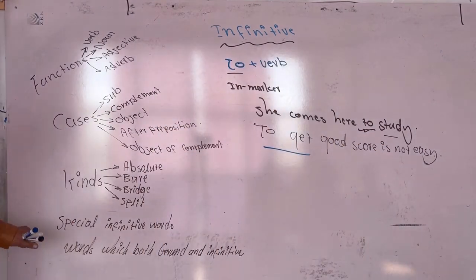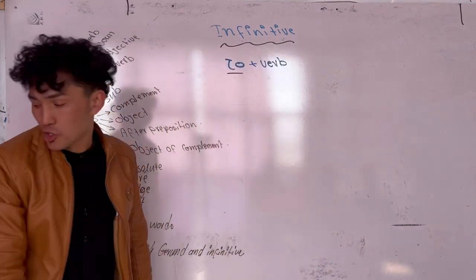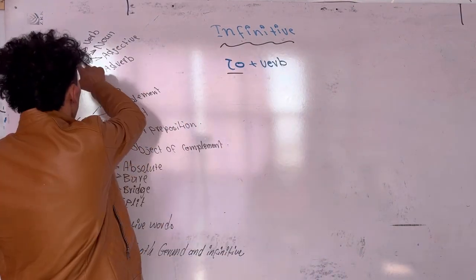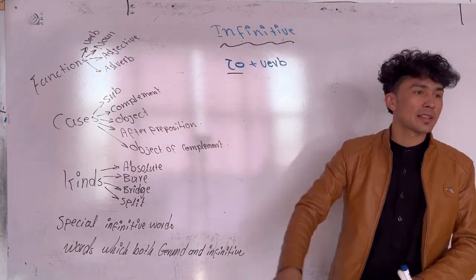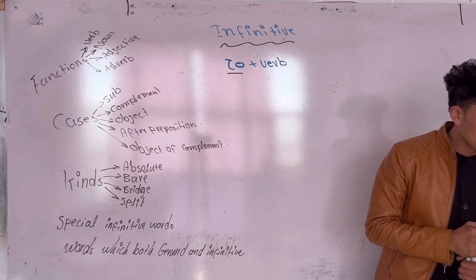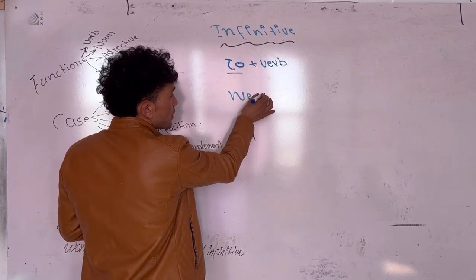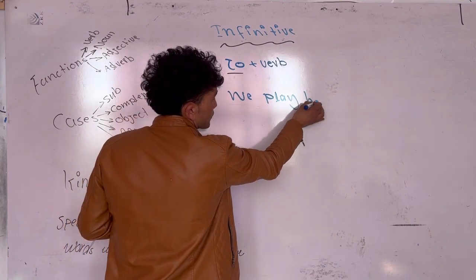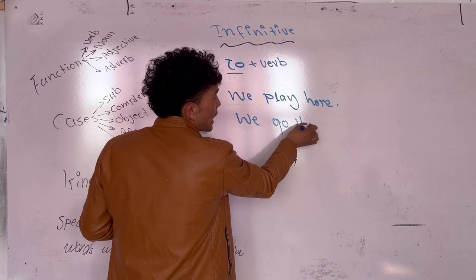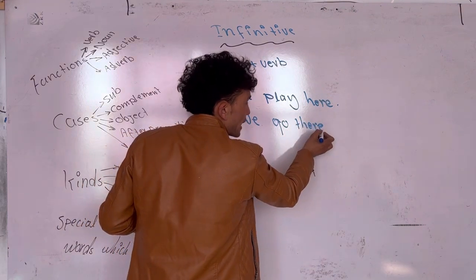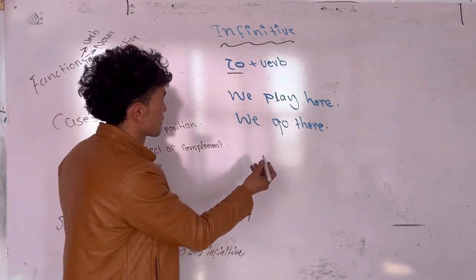Look at the first word. It's called function. What is function? Function is work. How does the infinitive work? First, the infinitive works as a verb. You know what I mean? Yeah, it works as a verb. How? Okay, "We play here. We go there." Look at these sentences. Where are the verbs? Play and go.